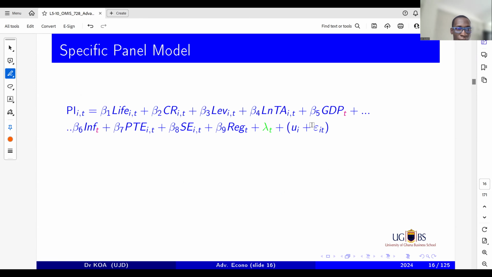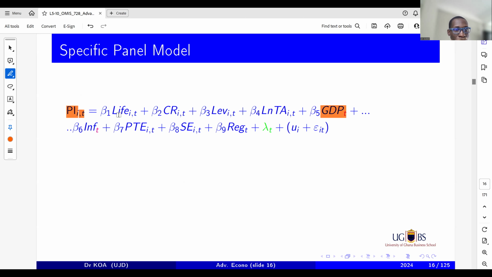So this is a typical example of a model. This is a paper that I once published in Geneva Papers. And you will see that some of the variables are changing with time, some of them are not. So you can see that GDP is something that is changing with time. What you see here is a productivity index for insurance companies, and this productivity index is affected by life, whether the company is life or non-life.